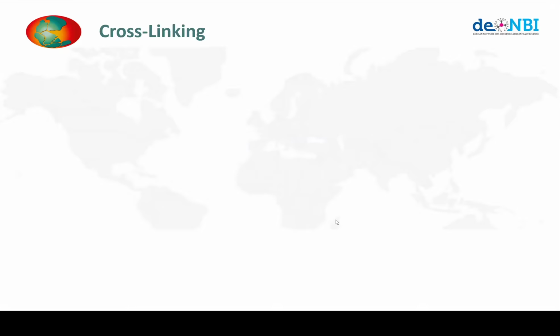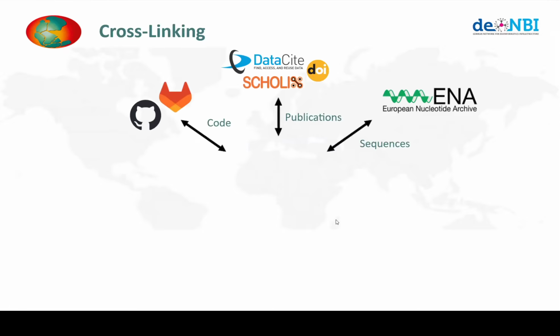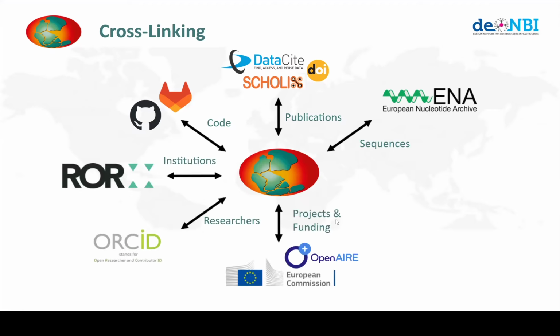Another advantage of PANGAEA is that we do lots of cross-linking. So we can link lots of references to your data set, for example, code or paper references that are related to the data set, but also related data sets like sequences at other repositories. Moreover, we can link institutions, also ORCIDs of researchers and project and funding information.